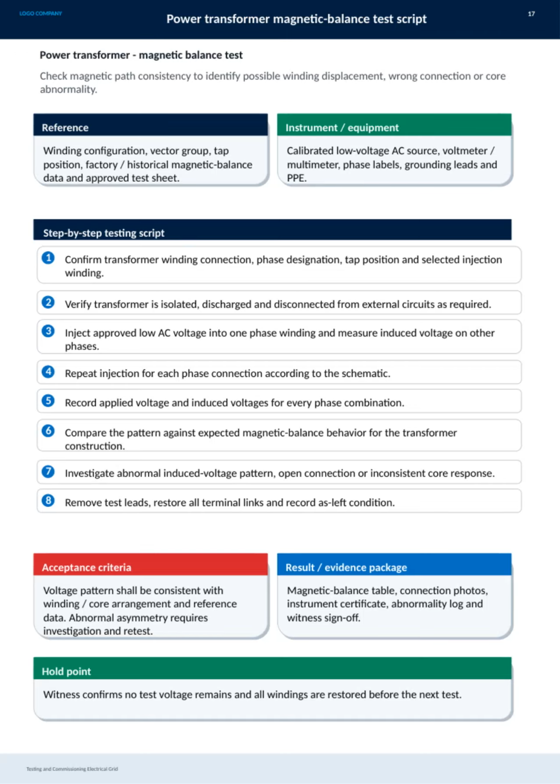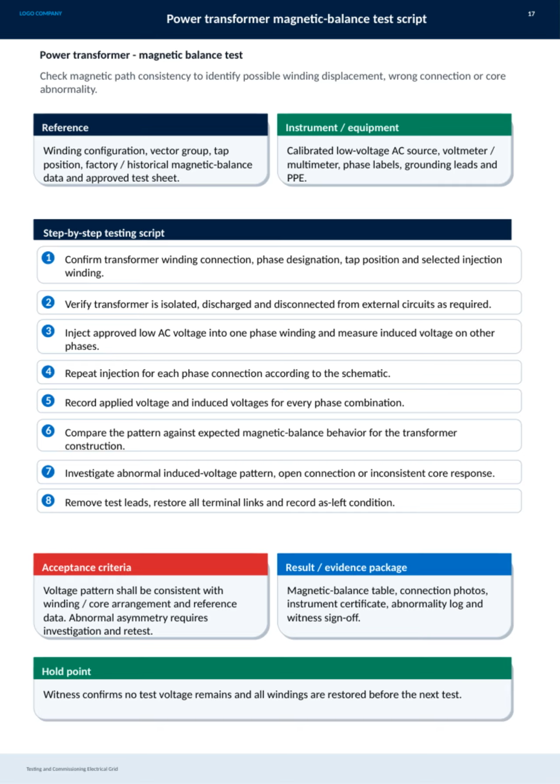Now we'll go over the power transformer magnetic balance test script, which is crucial for ensuring the transformer's magnetic path consistency. This test helps us identify any possible winding displacement, incorrect connections, or core abnormalities. To perform this test, we rely on reference data like winding configuration, vector group, tap position, and historical magnetic balance records, along with approved test sheets.